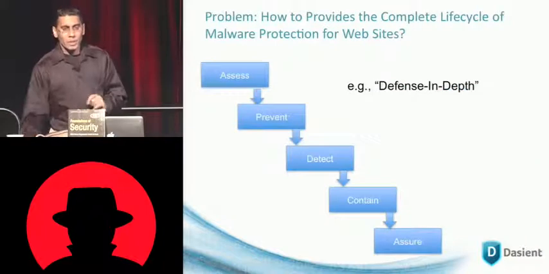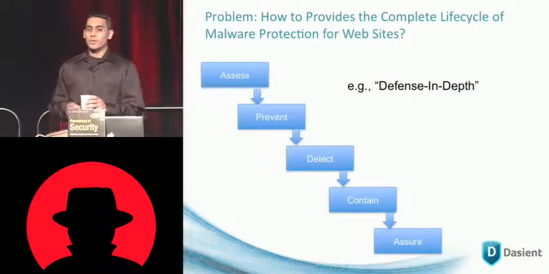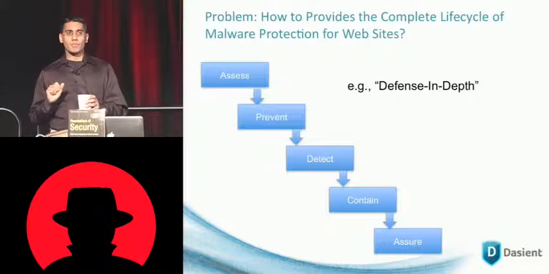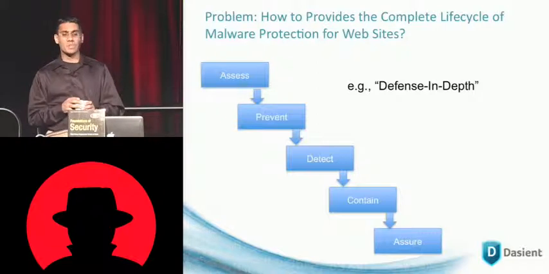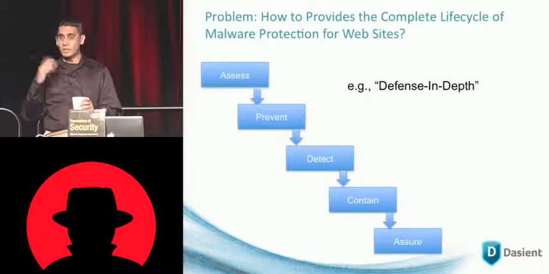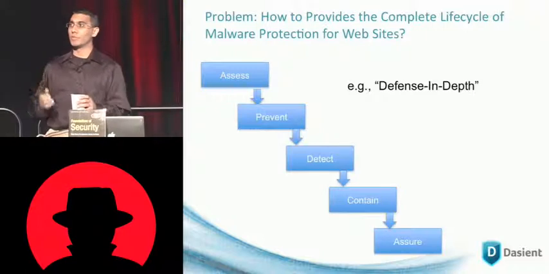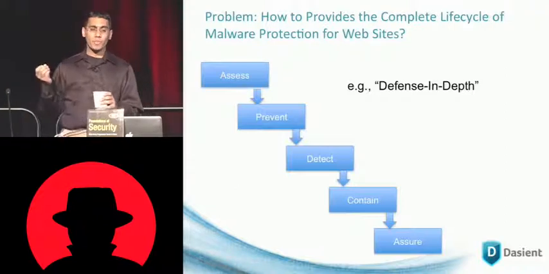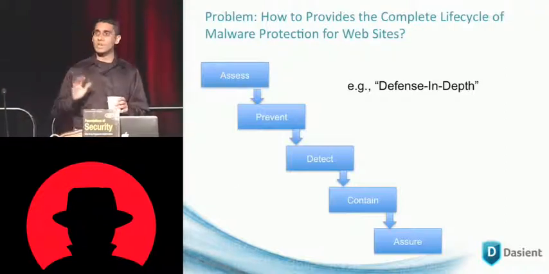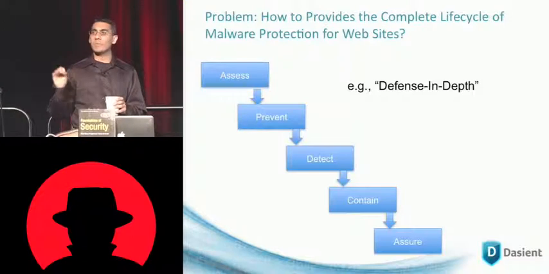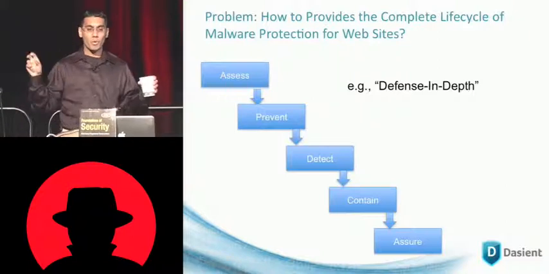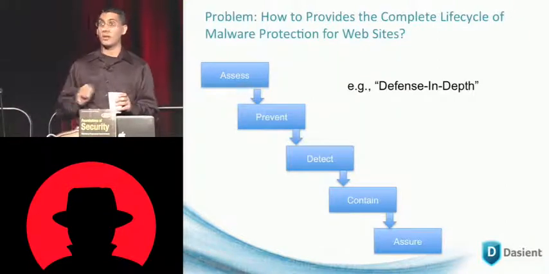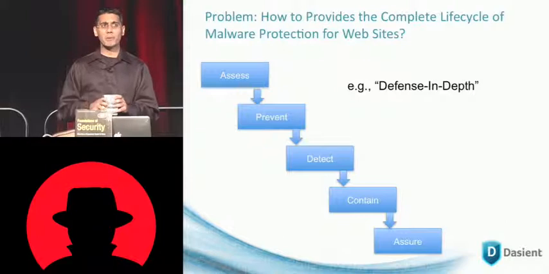So we've talked about structural vulnerabilities in a lot of depth because it's something that we recently released, but there are a number of different categories of vulnerabilities, as I mentioned: software implementation vulnerabilities, structural vulnerabilities, password compromise, etc. So the question is, given all of these types of vulnerabilities, how do we mitigate the problem of web-based malware, and how do we provide the quote-unquote complete lifecycle of malware protection for websites? Well, let me talk a little bit about what I mean by that.